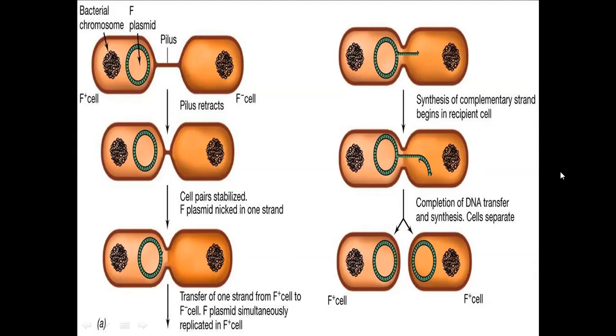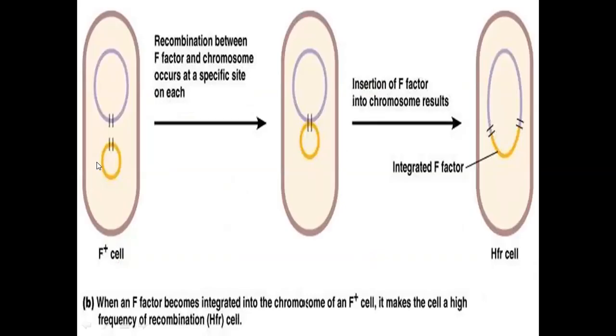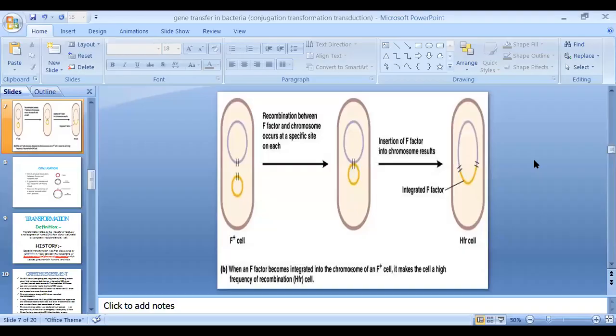Now the very important thing: this plasmid should be integrated within the bacterial chromosome. Here you can see this is the F plasmid and this is the bacterial chromosome. Once it is integrated into the bacterial chromosome, the F factor, then the cell will be termed a high frequency cell, Hfr. This is a very important cell, termed the competent cell for bacterial transformation.